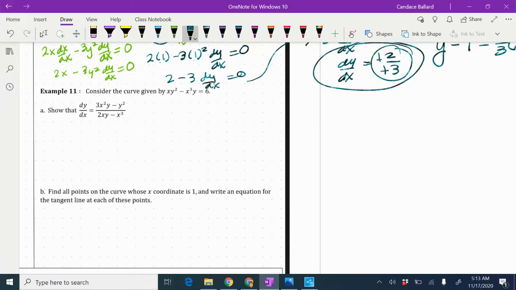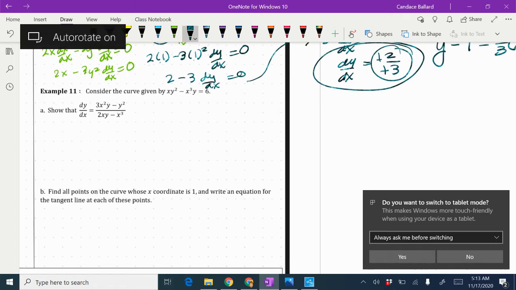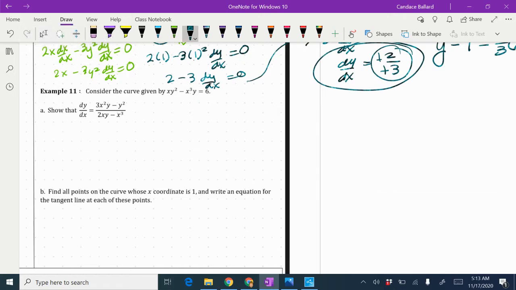We're continuing topic 3.2, implicit differentiation, and we're going to work through example 11. In this example, it gives us a curve, and then it actually gives us the derivative, and it says we're supposed to show that this is in fact the derivative. So I'm going to go ahead and take the derivative.